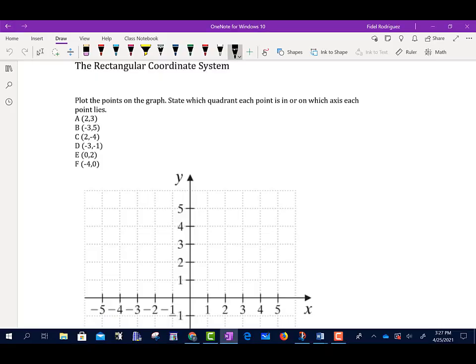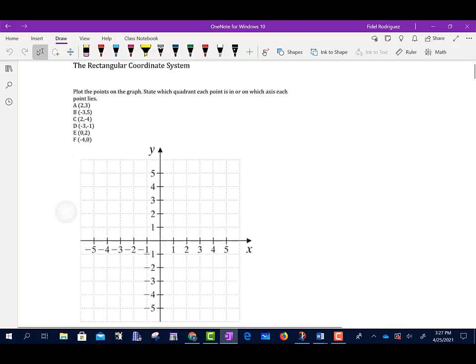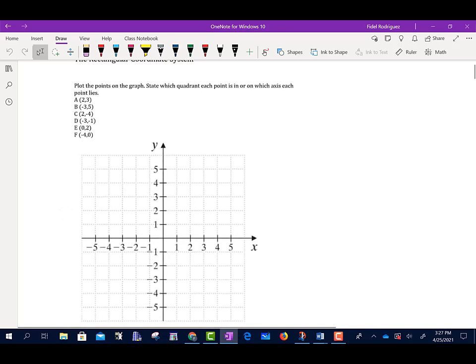Okay, this section talks about something called the rectangular coordinate system. What we're going to do is plot points on a graph, and state which quadrant each point is in, or on which axis each point lies. So let me explain what we have here. I'm just going to zoom out a little bit so we can see better.